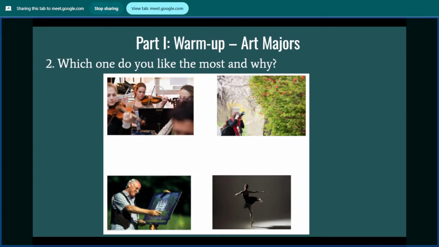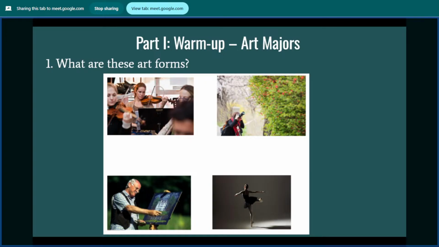Done, ma'am. Okay, tell me the answers. So the first one is depicting violin classes. The second one is photography. The third one is painting, and the fourth one is some sort of dance.